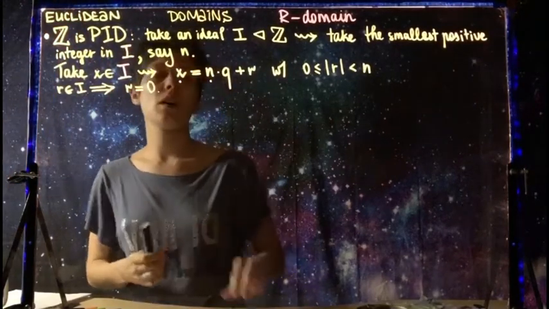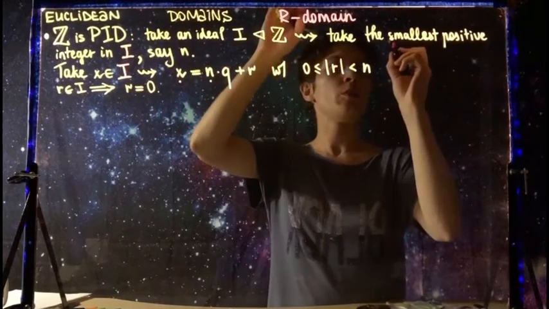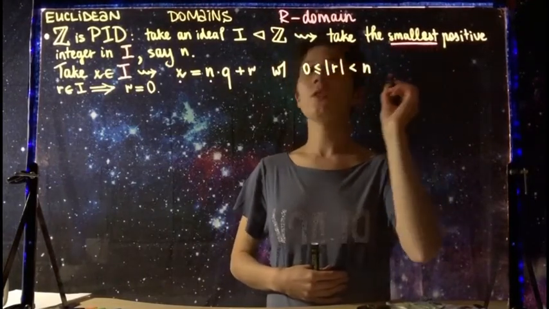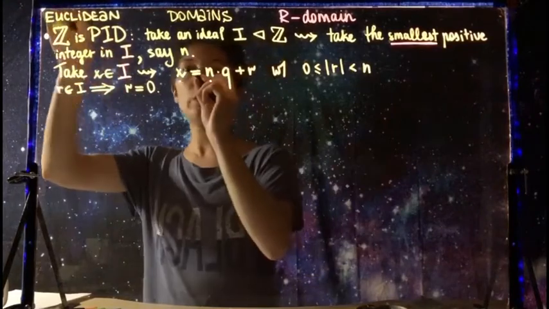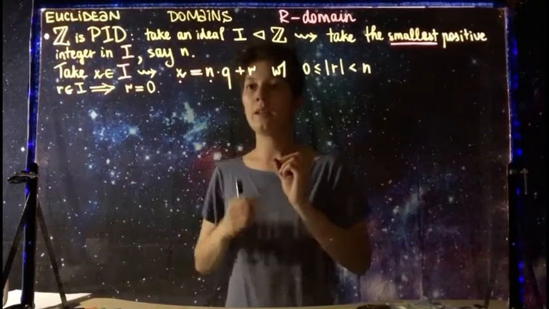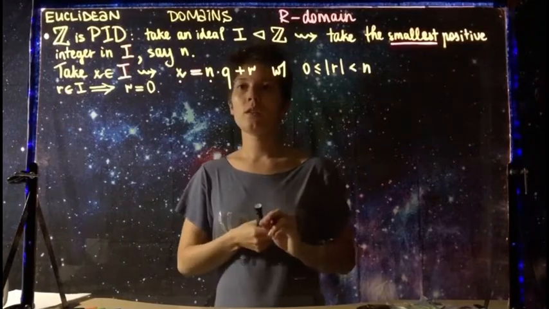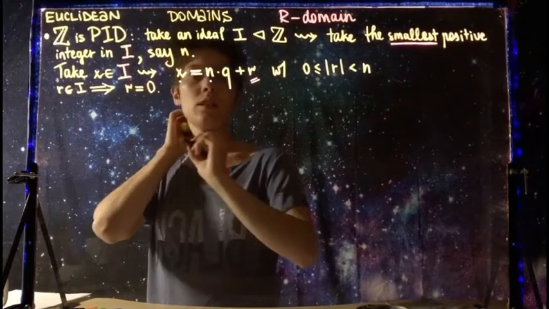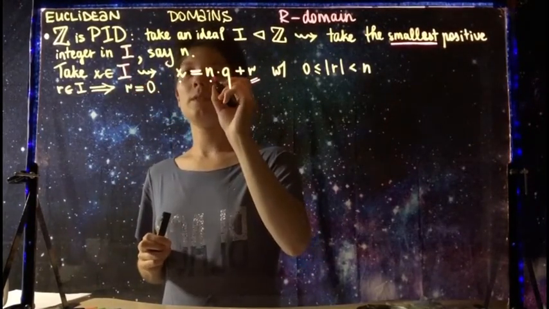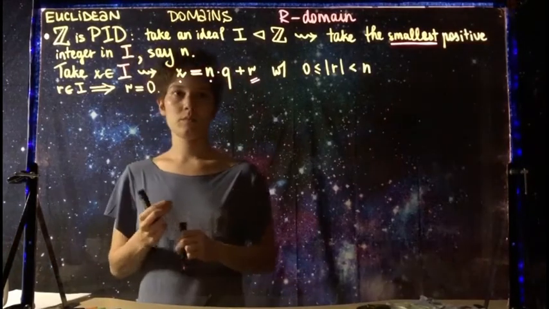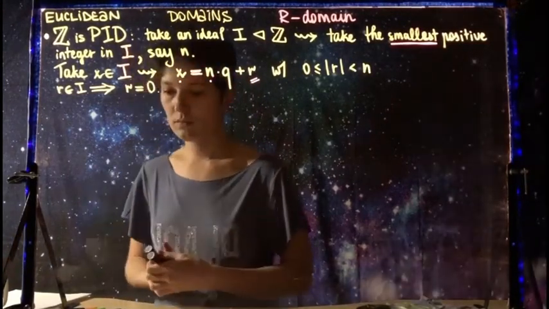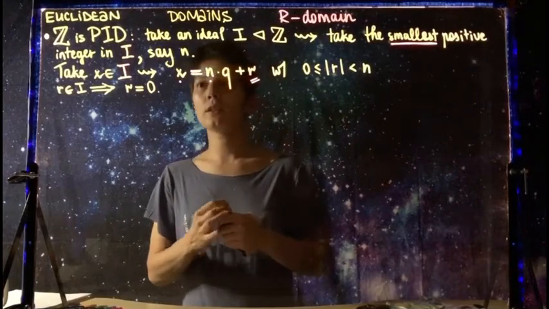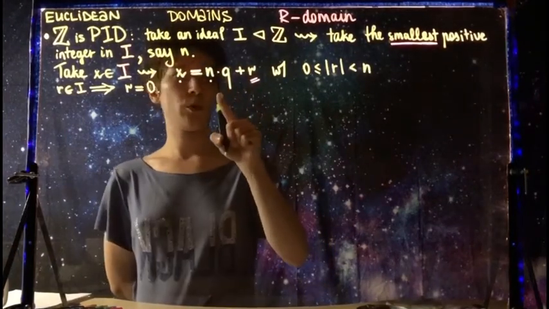And so for this proof, I used the notion of smallest, so some size function on the ring Z, and I used the division with remainder to show that every element of I is divisible by n. And so now I would like to abstract this idea of division with remainder.